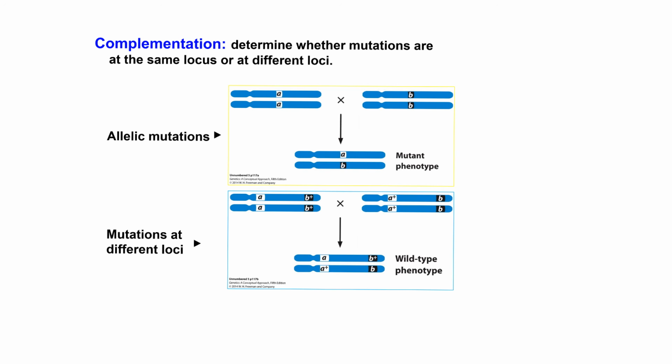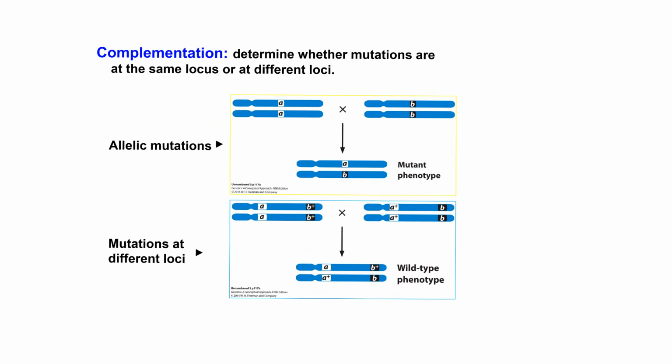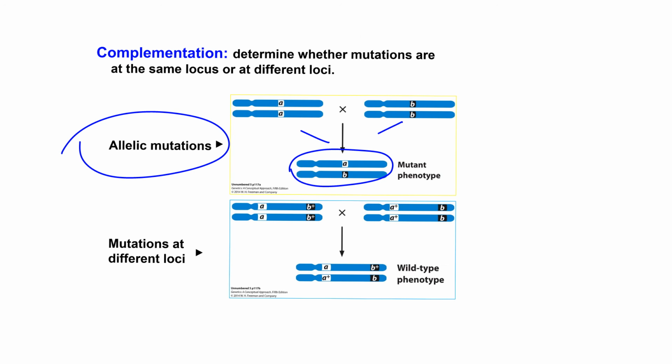Now, if these two mutations are the results of two different mutant alleles of the same gene on the same locus, so if they are allelic mutations, what would happen if you cross these two homozygous recessive mutants? You will get offspring which will get mutated allele A from one parent and mutated allele B from the other parent. So it will have a mutant phenotype.